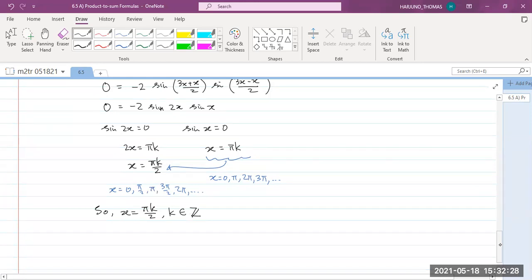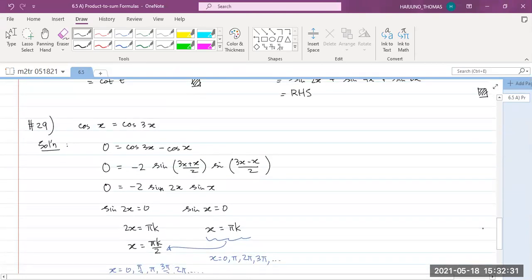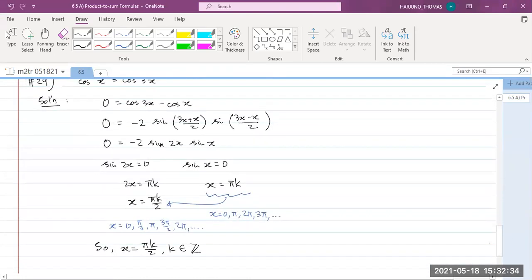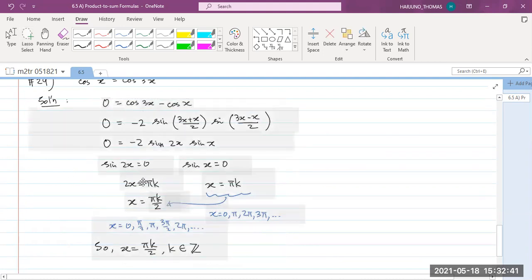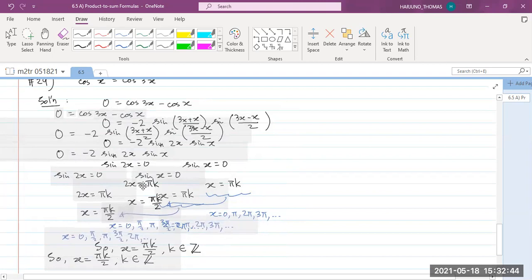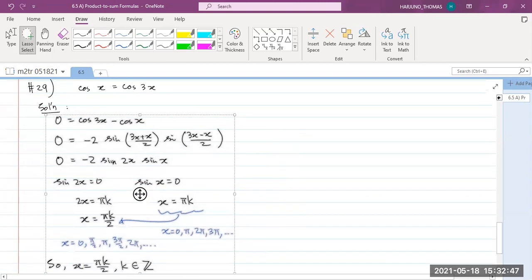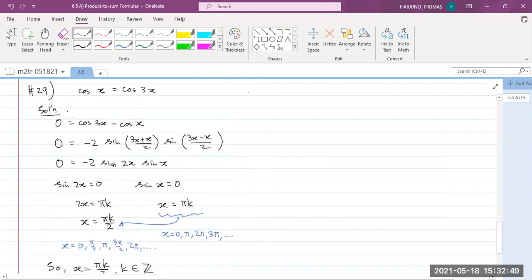Number 31. You know what? Let me move this a little bit to the left so that I can save some space on the right hand side. Number 31. Solve cosine 3x plus cosine 5x equals cosine x.